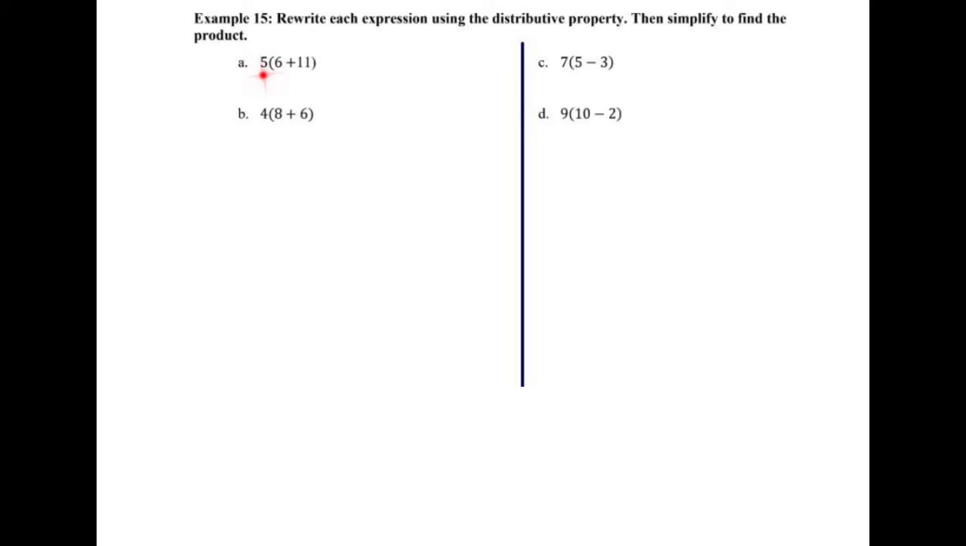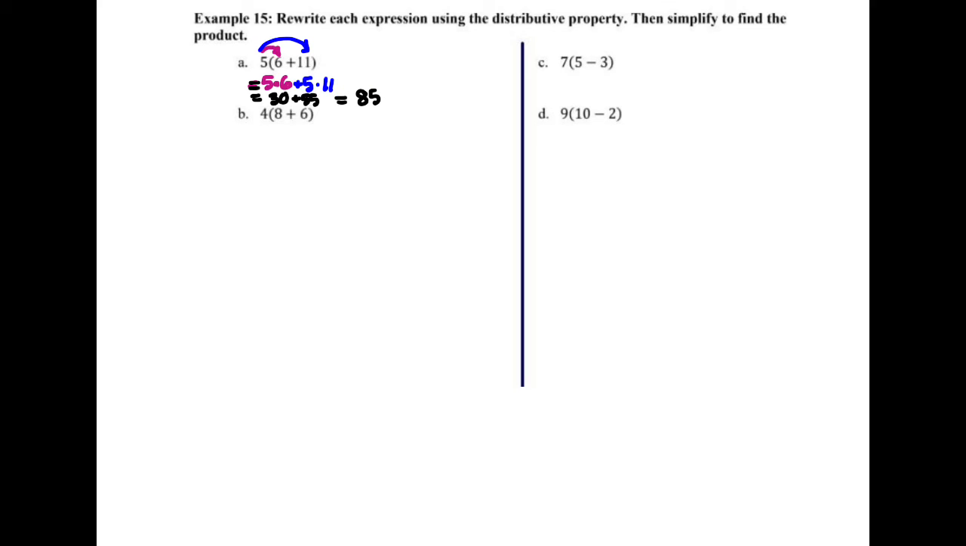Okay, so the number on the outside needs to distribute to the 2 numbers on the inside. Okay, so 5 needs to multiply by the 6. So we get 5 times 6, and then 5 times 11. And now simplifying both of those into the actual numbers. So 5 times 6 is 30. And 5 times 11 is 55. Add those two together and you get 85.